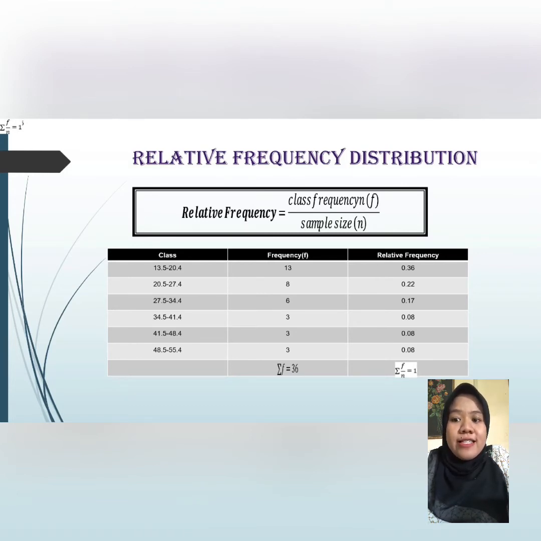And for the third class, 27.5 to 34.4, the frequency is 6 divided by 36, so the answer is 0.17. Okay, for the 4th, 5th, and 6th class, we got the answer 0.08. To find the total relative frequency, we need to add all the answers. So the total is 1.